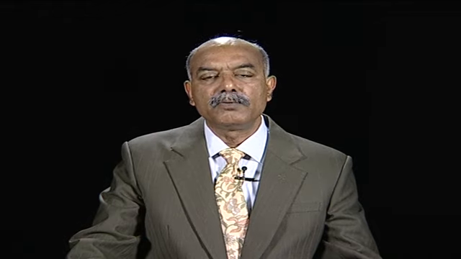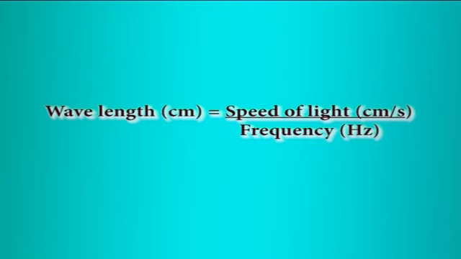This corresponds to wavelength between 1 meter and 1 millimeter according to the equation: wavelength in centimeters is equal to speed of light in centimeters divided by frequency in hertz.